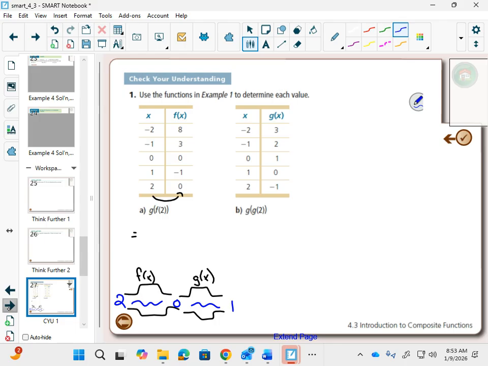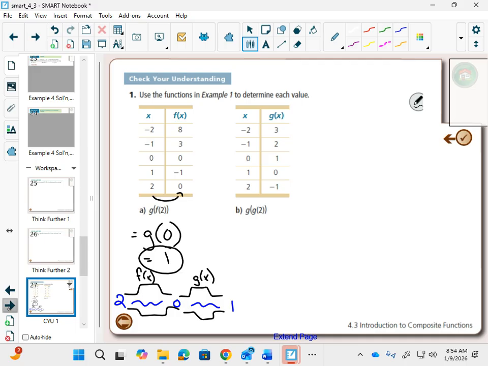1. Okay? So now, you're not going to want to draw little tiny machines all the time. How do we write this out? Well, we would say g of f of 2 is the same as g of 0. And then g of 0, that's equal to 1. But we work from our inside function first, get that answer, and then work with the outside function.